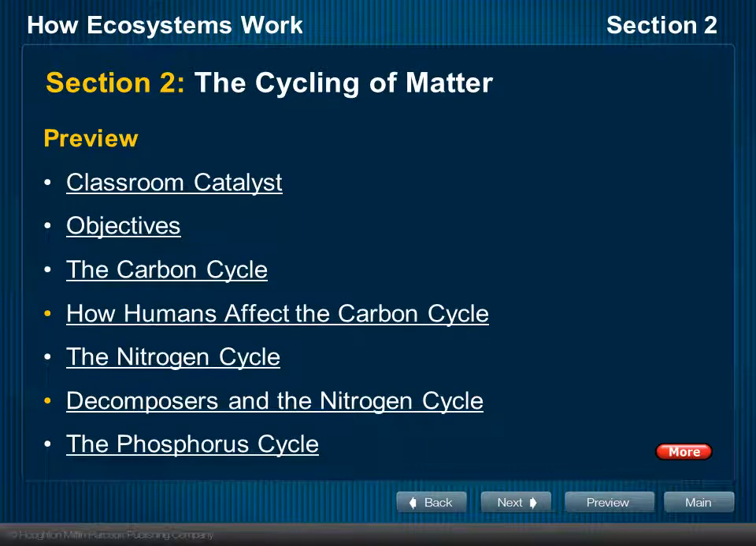All right, gentlemen, we are now going to continue with Chapter 5, and we're now looking at the second section of this chapter, which deals with the cycling of matter. Again, this is all in terms of and within the aspects of an ecosystem. And so we're going to look at several different cycles. We're really looking at this conceptually again. But you're going to want to be familiar with these cycles and how they work.